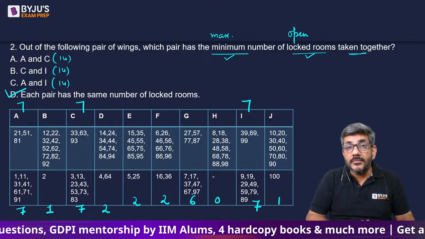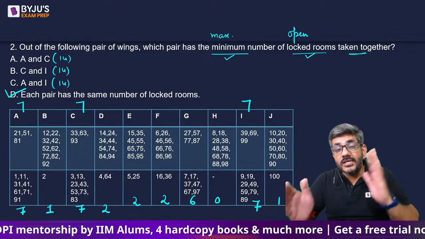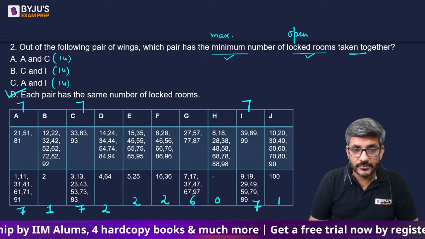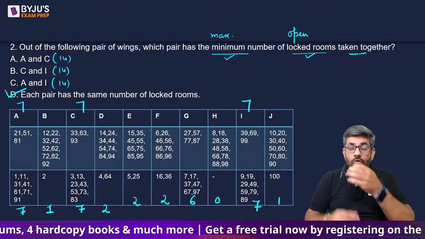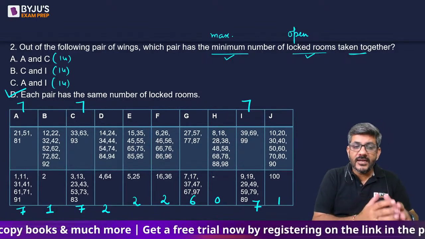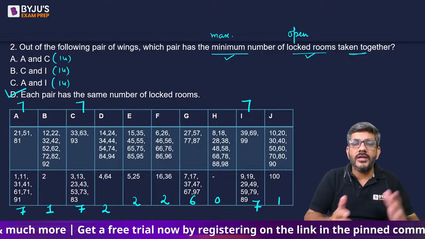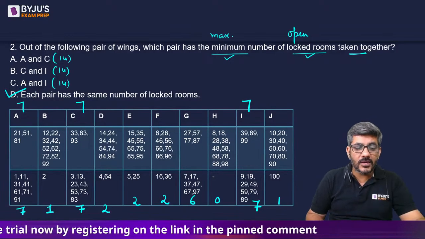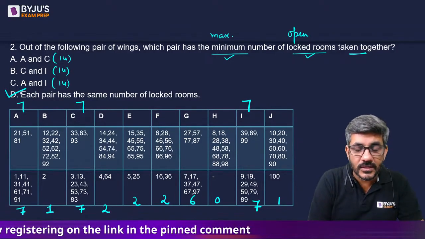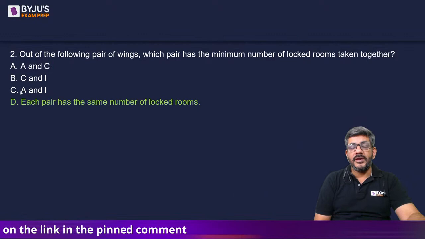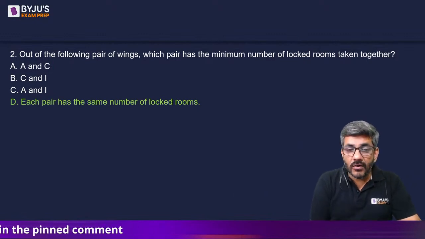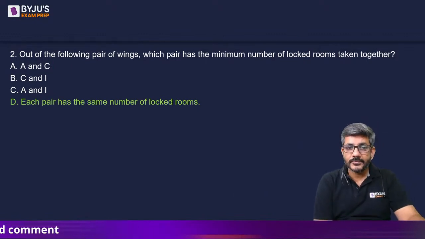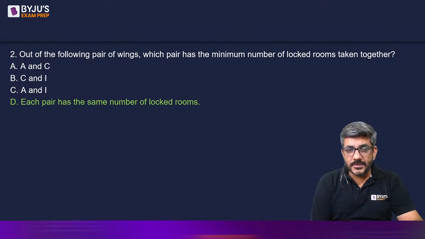That automatically means that they have 6 rooms which are closed or locked. क्योंकि दोनों में 10 रूम्स होंगे. सो 10 का मतलब 20 रूम्स है. 20 में से 14 are open. So 20 minus 14, 6 would be locked. So by that logic we can say my answer for this question is option D, that is each pair has the same number of locked rooms. I hope this question number 2 is also understood.